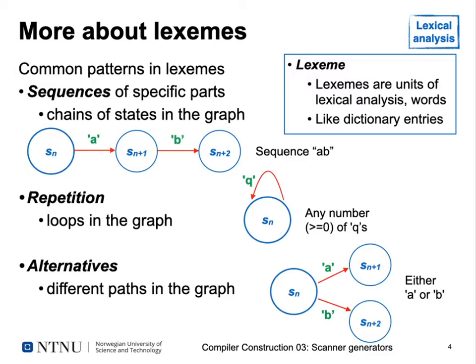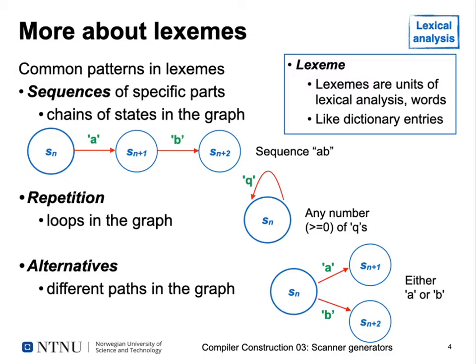So the first common pattern showing up in lexemes is just a sequence of specific parts or characters, which means we just start with a state, then read the first character of that sequence, for example an A here, go to the next state, and then we accept the next character like a B here. So this simple partial automaton here detects a character sequence A, B.